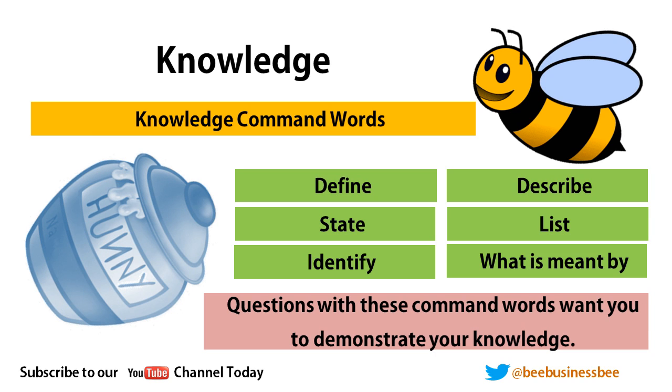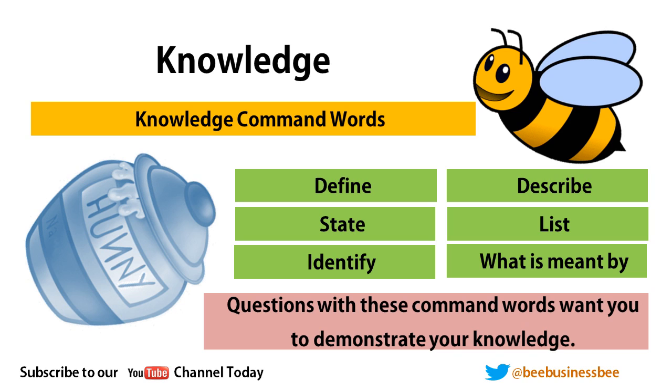So typical knowledge command words. Look at the honeypot we got there. If a question starts with the word define, state, identify, describe, list, what is meant by, they're all questions that are looking to assess your knowledge. So show me that you understand what the knowledge is being required. So define a term, state something, identify something, describe something, list. So write me a list, a common word that's used in many vocational qualifications. What is meant by? Very simple. You're just going to answer the question that's set.